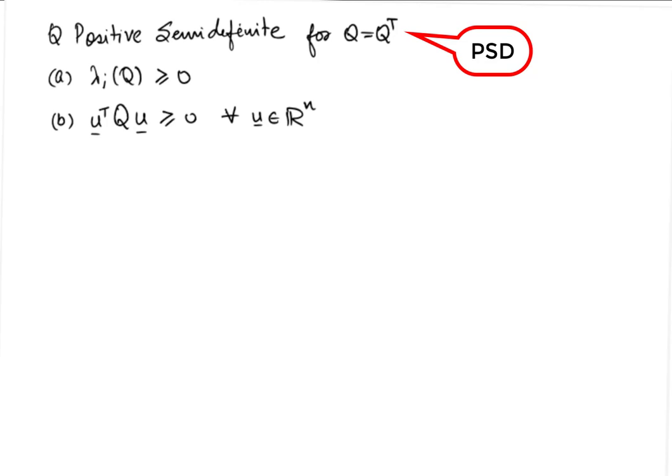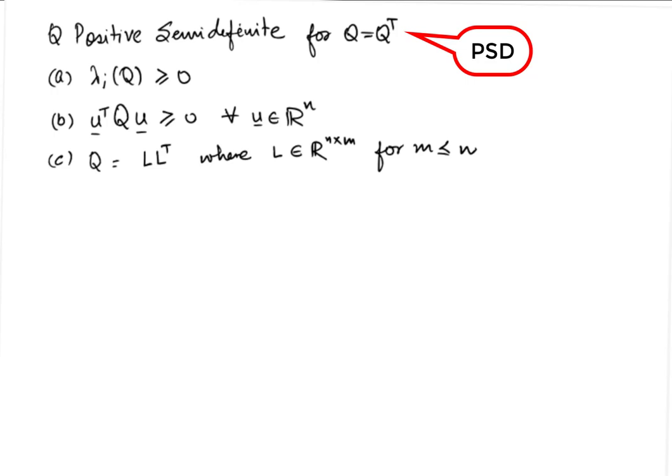If you choose u such that only one of its entries is 1 and all others are 0, then u transpose Q u will evaluate to a diagonal entry of Q. Therefore, the second condition implies that for any PSD matrix Q, all its diagonal entries must be non-negative. Finally, the third equivalent condition is that Q can be factorized as a product of the form L times L transpose, where L is any n cross m matrix for m less than or equal to n. In fact, m can be anything, but the smallest value of m is the rank of Q.